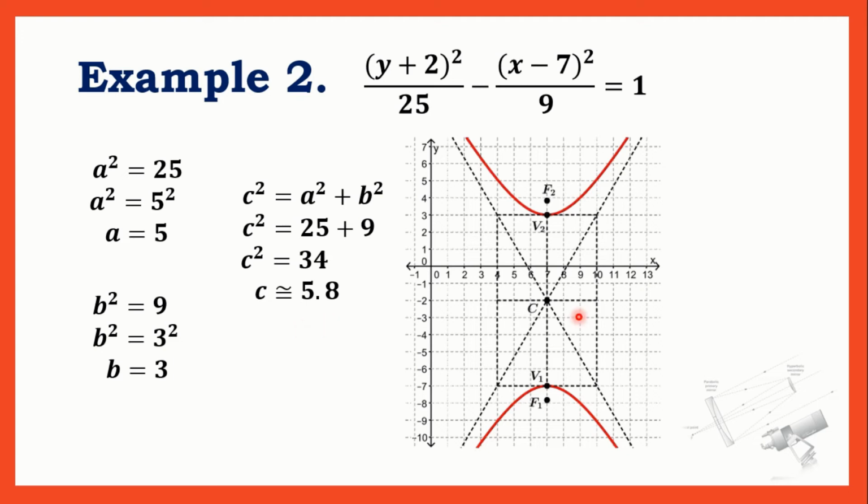The distance from the center to a vertex is 5 units. The distance from the center to an endpoint of the conjugate axis is 3 units. The distance from the center to a focus is approximately equal to 6 units. The graph of the hyperbola is sketched with the aid of the asymptotes, which pass through the center and the corners of the auxiliary rectangle.